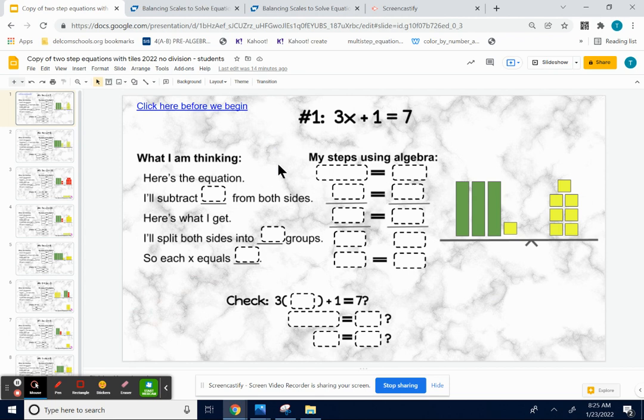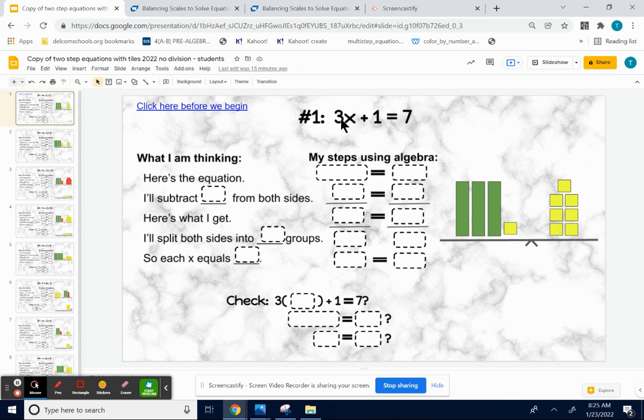So what these tiles are doing, they're letting you think about what you're doing in words as you solve the equation, what you're doing using algebra, and they're giving you the tiles. It's kind of like you're looking at all 3 things at the same time. I know this is overwhelming at first.